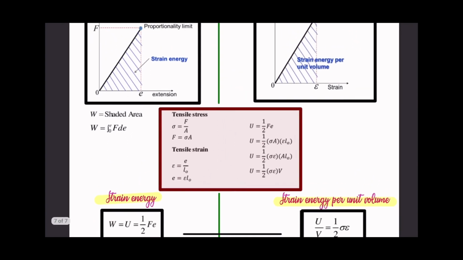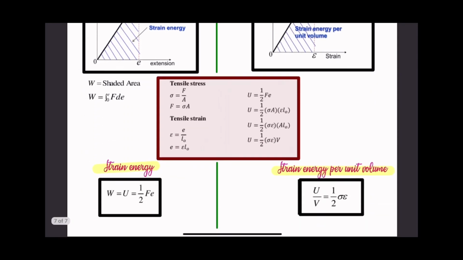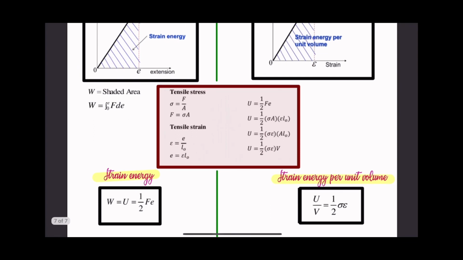Okay, so here is how we change the equation of the energy. Strain energy is given by the area under the graph. You know it is a triangle, so half base times height. So we get work, U, is equal to half FE, which means force times elongation. And then, stress is equal to F over A, where F equals stress times area, and tensile strain is equal to elongation divided by original length.